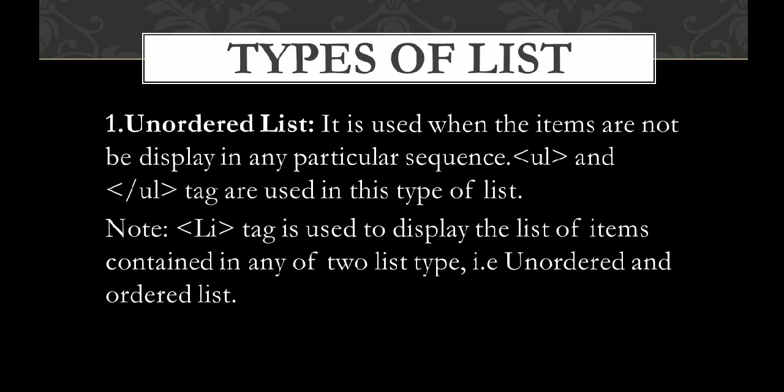In this type of list we use the UL tag and the backward slash UL tag. Here UL stands for unordered list, and we know that whenever we open any type of tag in HTML, it must be closed by the backward slash. One note here: the li tag is used to display the list of items containing any type of list. Basically, the li tag can be used in both types of list, unordered and ordered.